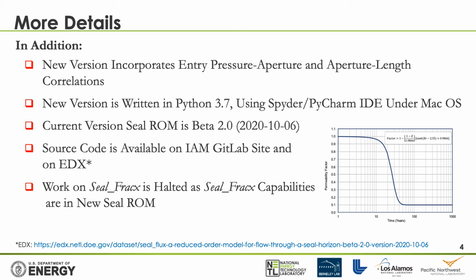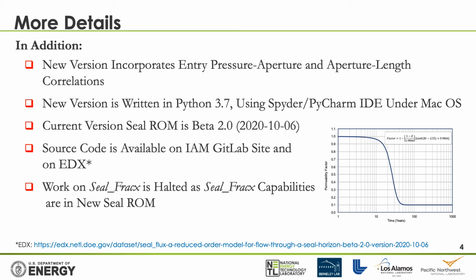Now, the new version is written in Python 3.7. It's using an IDE under Mac OS. We've used both Spyder and PyCharm. The current version of the seal ROM is now beta 2.0, and it's available on the GitLab site. It's also on the EDX. If anybody wishes to download the code, you can readily do so.